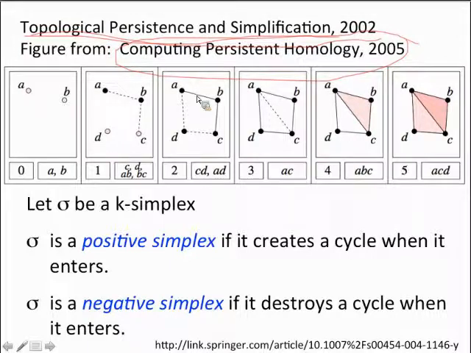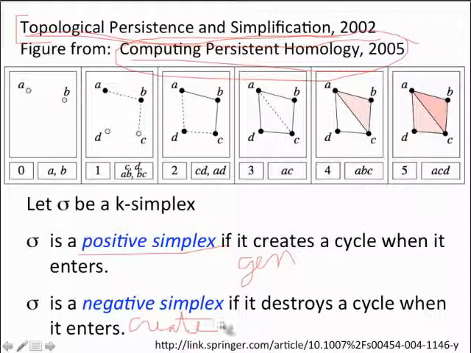The picture I took the simpler example from is actually from the computing paper, so we're going to start off with a simpler example, but we will look at a more complicated example later from this paper. So, definition: a positive simplex is one that creates a cycle when it enters. In other words, we're going to choose that to be our generators. A negative simplex will be something that destroys a cycle when it enters, and so it will create a relator.